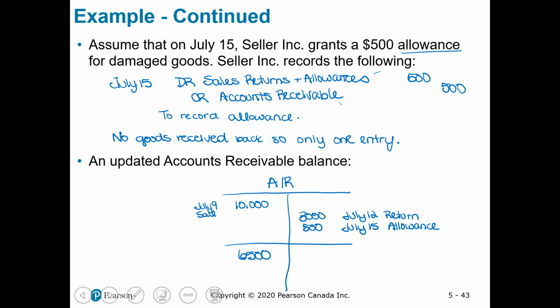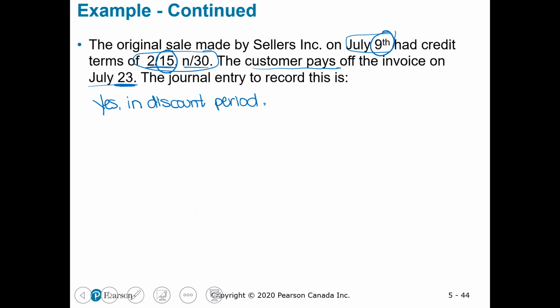So we need to know first, what is the balance that's still owing? And we calculated that on the previous slide. This customer still owed us $6,500. So that is the amount where we calculate the discount. And this 2 here represents 2%. So we do the math and we end up with a $130 discount.